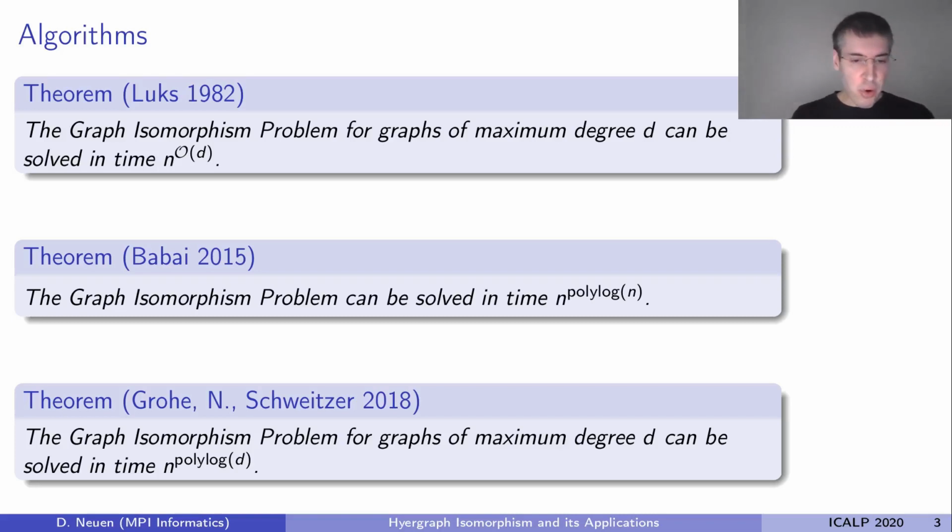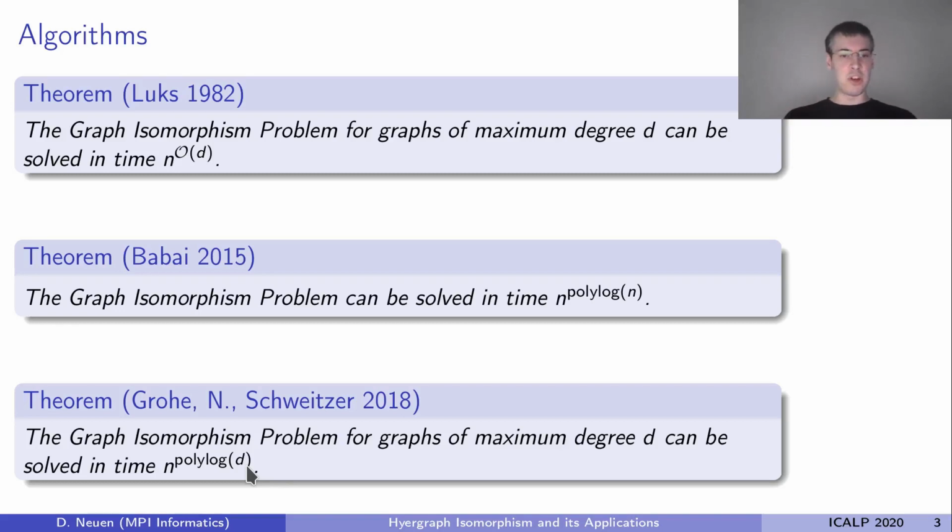Now, given this result from 2018 with the improved complexity for graphs of maximum degree, there are a couple of natural follow-up questions. And the questions that we will look at in this talk are the following. The first one is essentially, we have obtained a better complexity for graphs of maximum degree, but naturally we can also ask for other graph parameters. So the question is, for which graph parameters can we solve the graph isomorphism problem in time n to the polylog of the parameter in question?